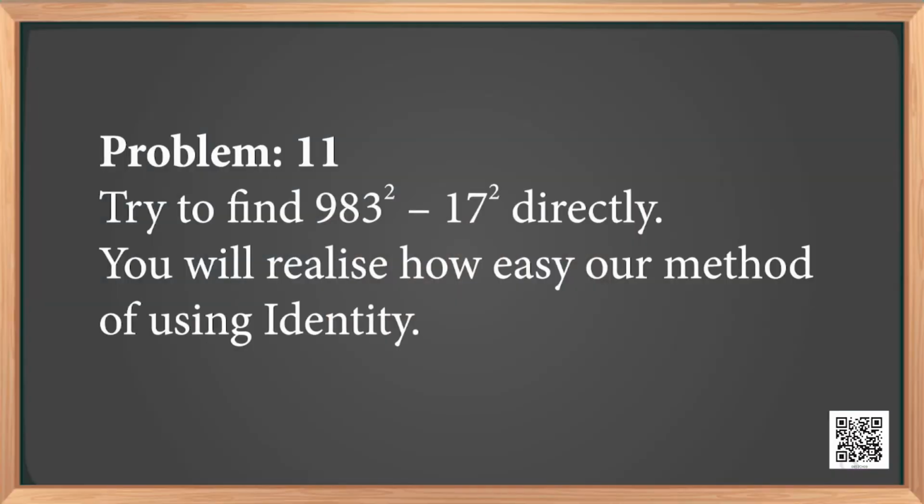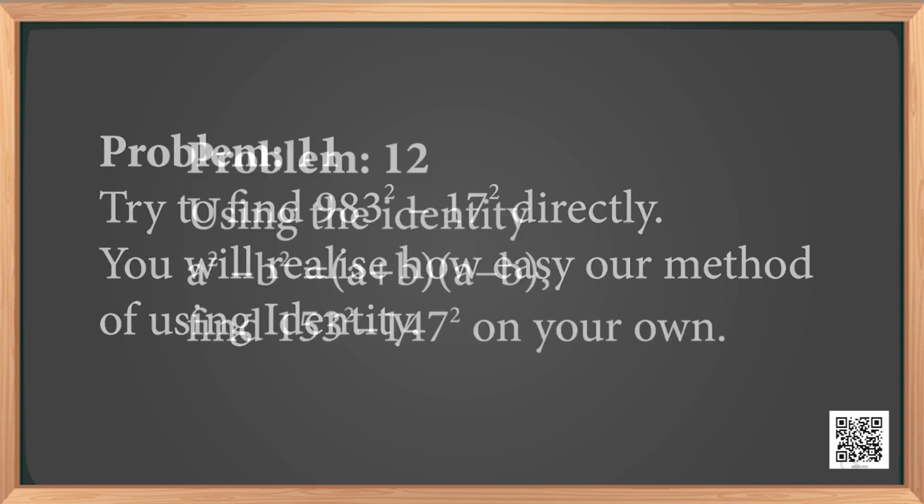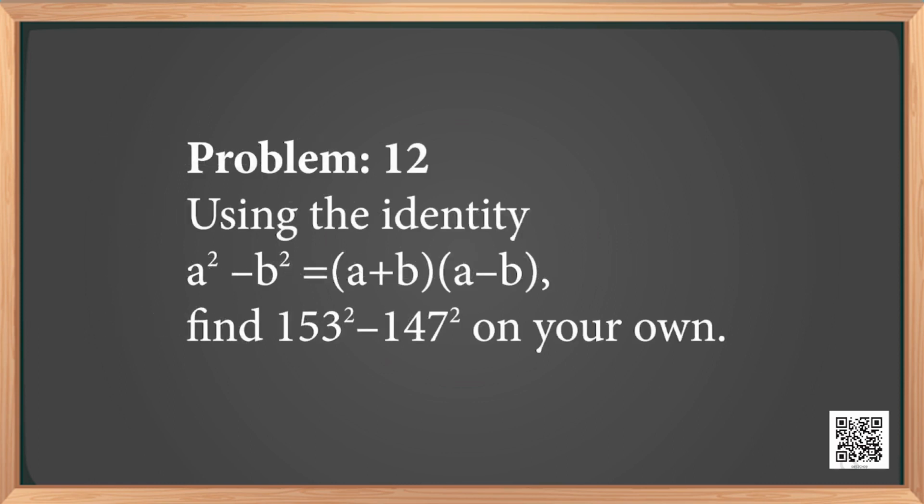Shall we try one more problem? Very good. Problem number 11. Try to find 983² − 17² directly. You will realize how easy our method of using identity is. Problem number 12. Using the identity a² − b² = (a + b)(a − b), find 153² − 147² on your own.